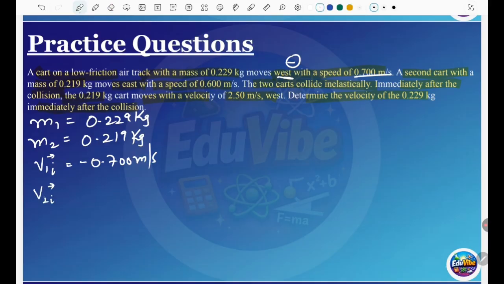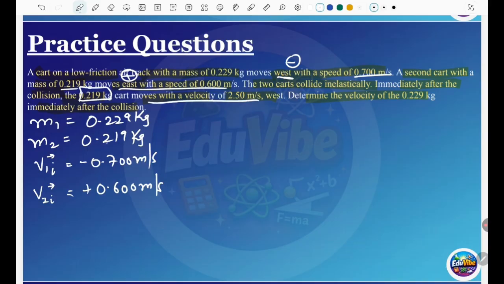For V2I, this one is moved east, so it is positive, 0.06 meter per second. And they mentioned that after the collision, the 0.219 kg has a velocity V2F, which is 2.50 meter per second. This is west, so this is negative. And you have to find the velocity of the 0.229 kg immediately after the collision.